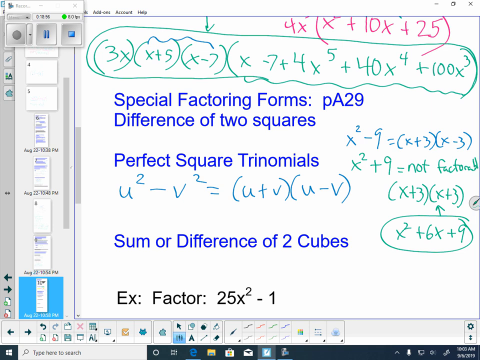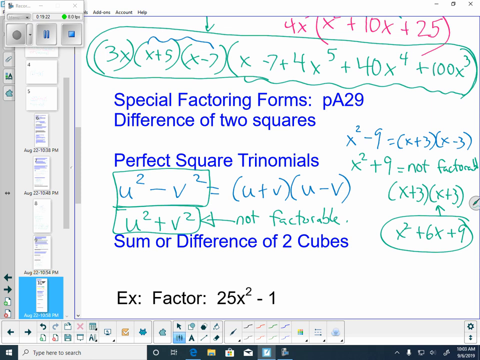But that's the key takeaway here: we can factor a difference of two perfect squares. We cannot factor a sum of two perfect squares. This is not factorable. Everybody with me? We can factor a difference of two perfect squares, but not a sum of two perfect squares.